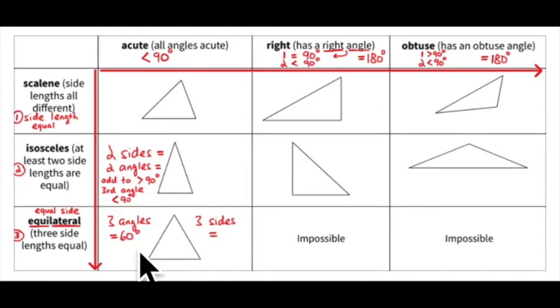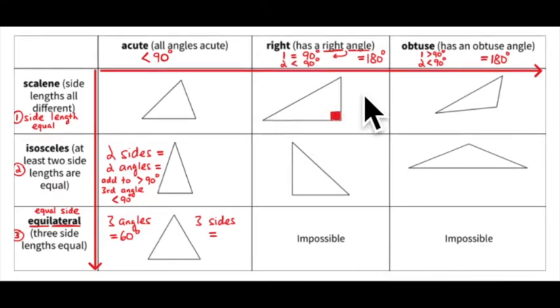So an equilateral triangle has three side lengths equal. It also has three angles that are equal, and those angles are 60 degrees. You work across: you can't have a right triangle because the angles are all 60 degrees. You can't have a 90-degree angle, and you can't have an angle that's greater than 90 degrees, because all three of these angles are 60 degrees. So an equilateral triangle that's a right triangle is impossible, and an equilateral triangle that's an obtuse triangle is impossible.